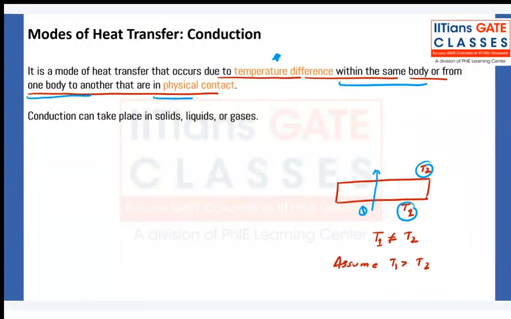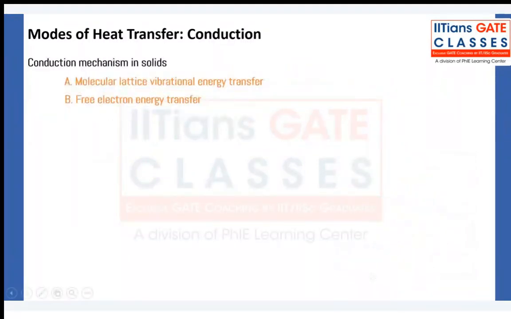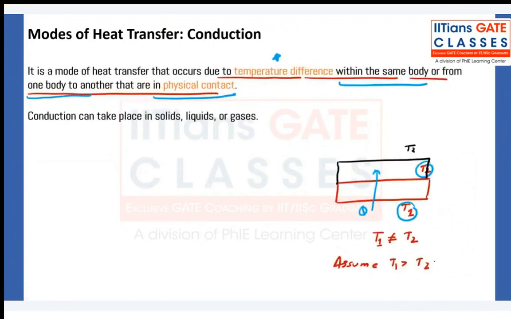So what do you mean by physical contact? Now let us take one more body. For example, you have two bodies here, and this is temperature T3, and we can say T3 is less than T2. So now this heat transfer will take place and it will go like this. There must be a physical contact between these bodies for conduction to happen.